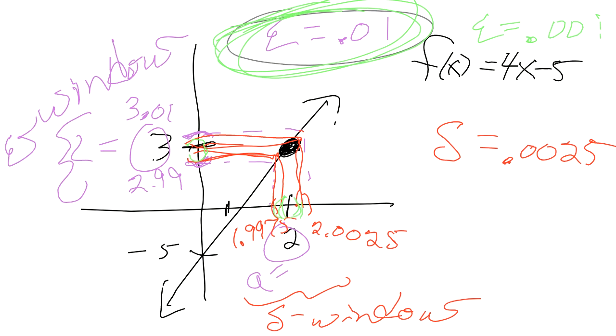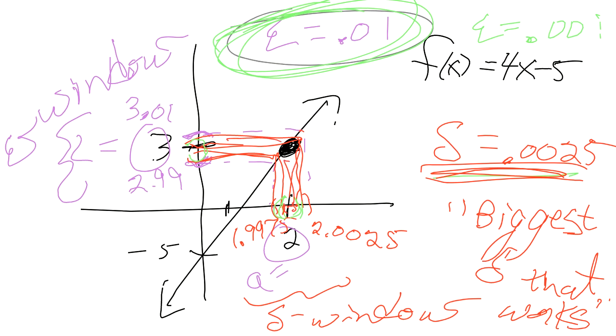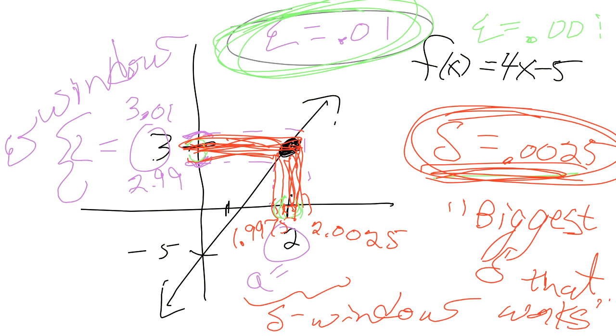And this process that I just showed you really is trying to find the biggest delta that will work. So this is the biggest delta that works in this case. So once again, what's a number that's smaller than this? Well, 0.0001 would work because I'd be in here even tighter and I'd still be in that corridor, right? So anything smaller than 0.0025 works for when epsilon equals 0.01 as well.